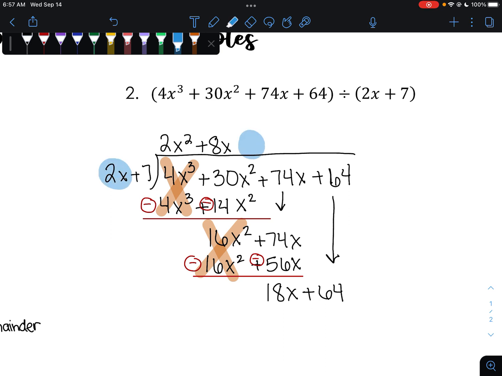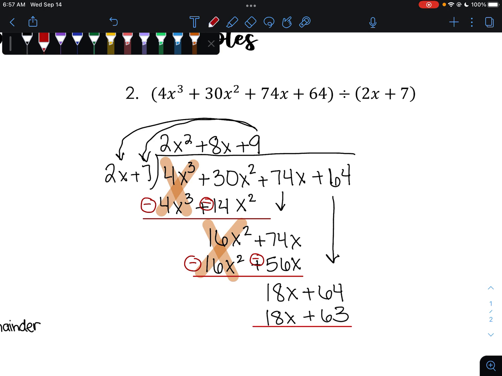What times 2 gives me 18x? What times 2x gives me 18x? That would be a positive 9. 9 times 2x is 18x. 9 times 7 is a positive 63. I go ahead and draw my line, change all my signs.